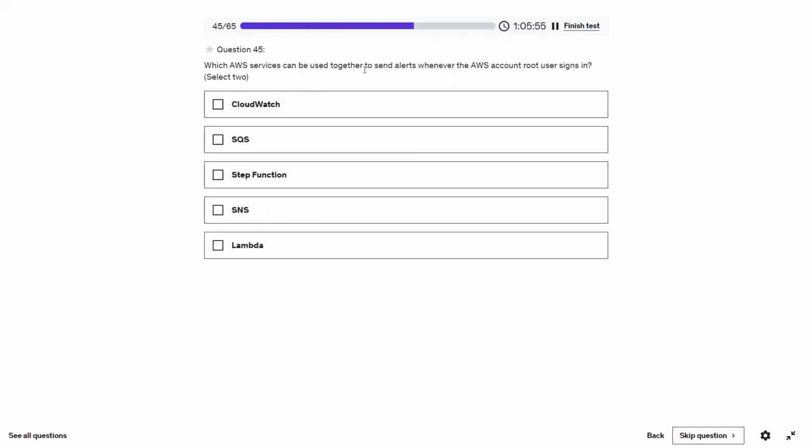Which AWS service can be used together to send alerts whenever the AWS account root user signs in? So you want to send the alerts, like an email. If you want to send the email, like Simple Notification Service or SNS we can use, and using the CloudWatch because you can set up some alarm, some metrics kind of things there.